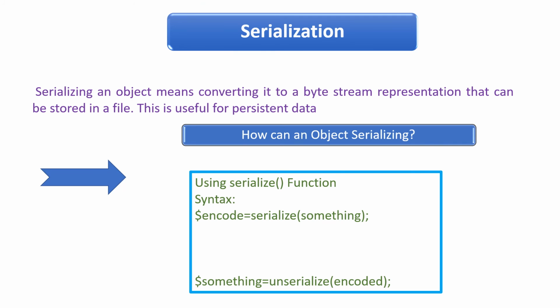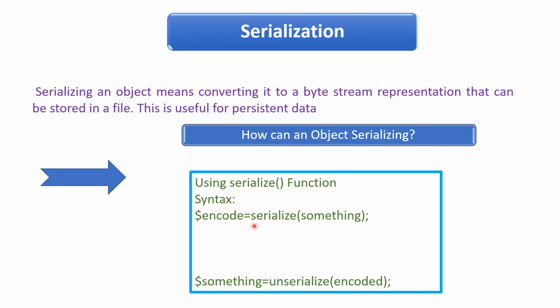After that, serialization. Serializing an object means converting it to a byte stream representation that can be stored in a file, and this is useful for persistent data. For example, PHP sessions automatically save and restore objects, and serialization is most commonly used with PHP sessions, which handle the serialization for you. And how can an object be serialized? This can be achieved by the serialize and unserialize functions.